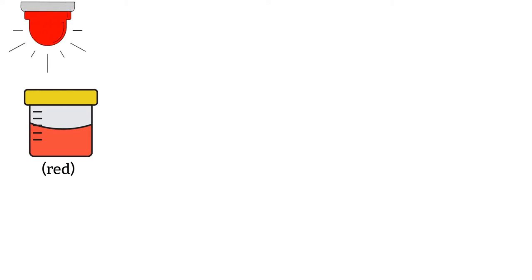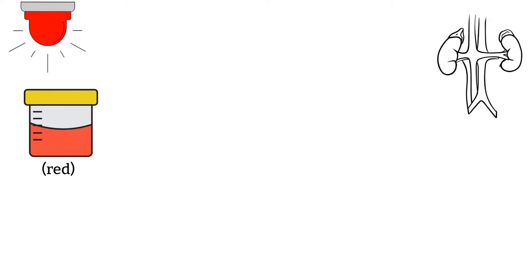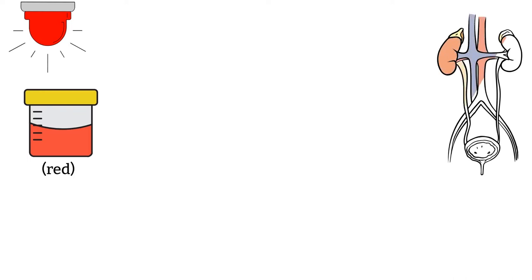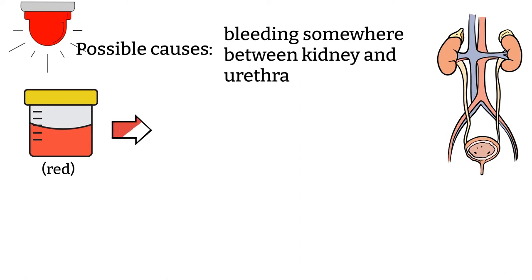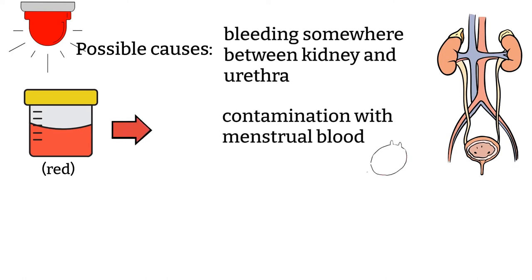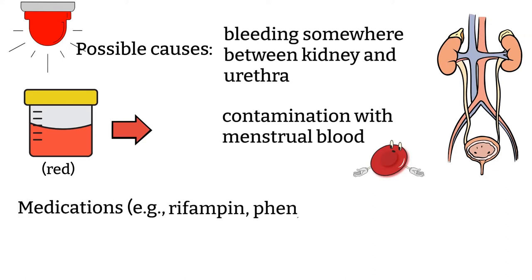Red color urine could mean many things. I understand that it is alarming when seeing red urine because it could mean bleeding somewhere in the urinary tract. The bleeding can come from anywhere from kidney to urethra. However, red urine can also come from contaminations. An example is contamination with menstrual blood. This is why it is important to be careful during the collection process, as well as choosing the right method to obtain the specimen. Some medications can also cause urine to be red.